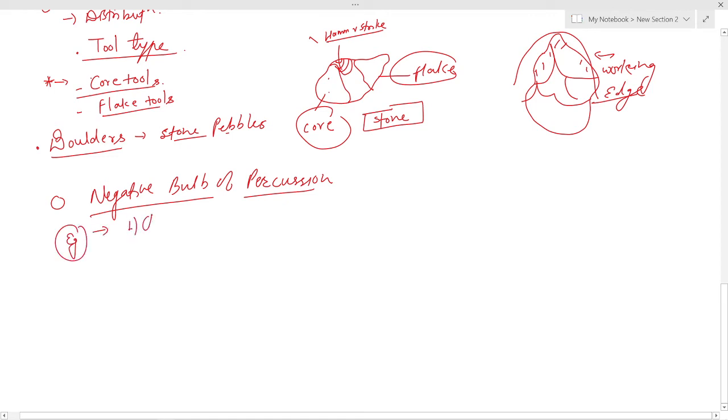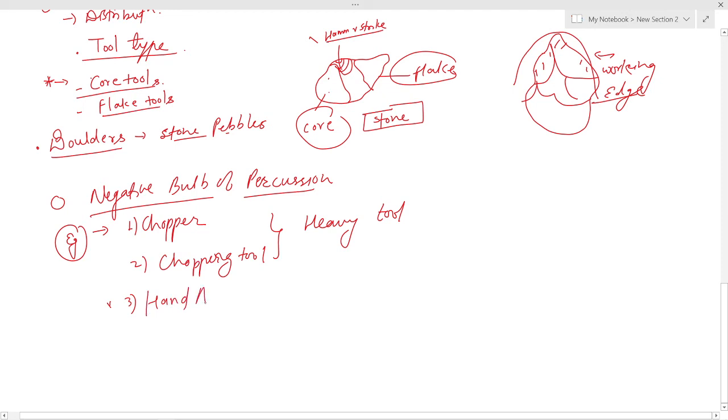Now we'll write down certain examples relating to the tools. First is chopper. Second is chopping tool. These both will come under heavy tools. Then we will talk about the hand axe and cleavers. Hand axe and cleaver will come under core tools.